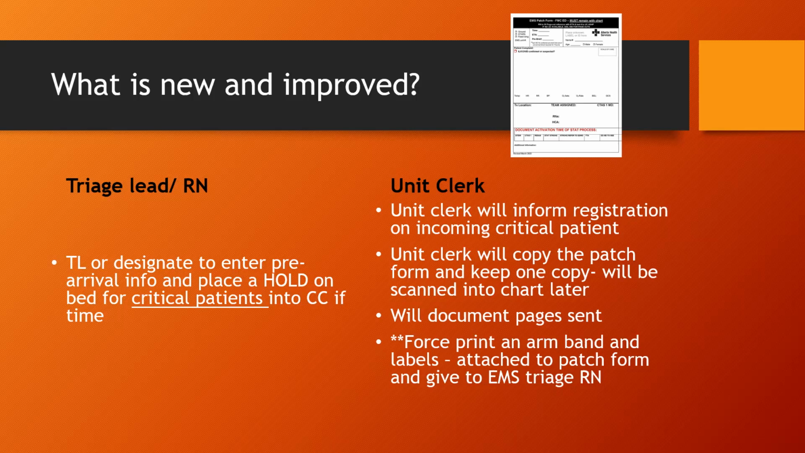get lost. They're also going to do a really good thing: once you actually pre-arrive a patient, which means that patient is actually going to be in our expects on our ED manager, the unit clerk can go in and actually force print an armband and labels. This is important because at the EMS triage desk, that patch form now will have an armband and 9 patient labels on it, sitting there waiting for the patient to arrive.